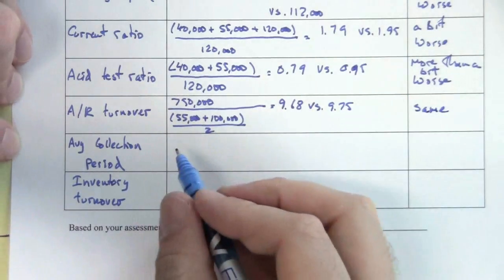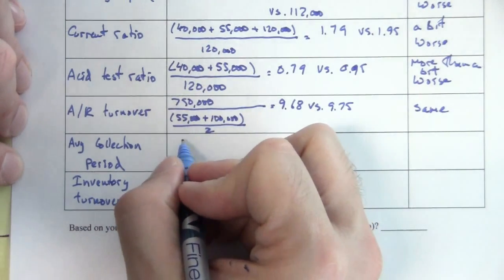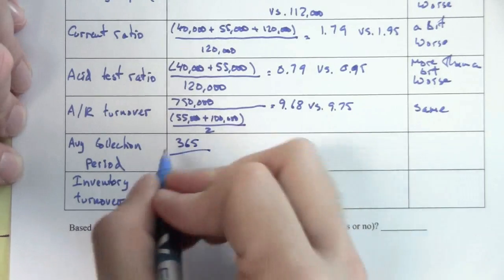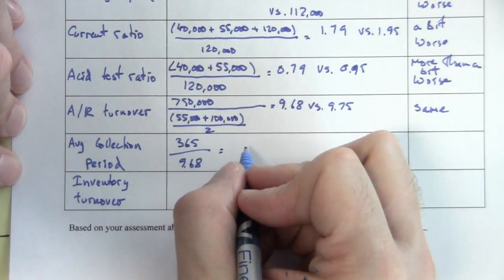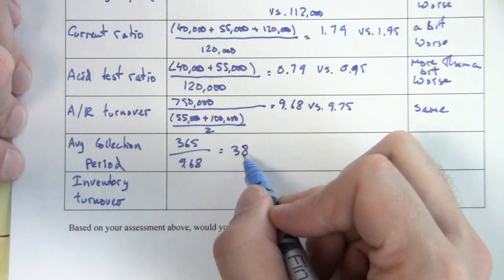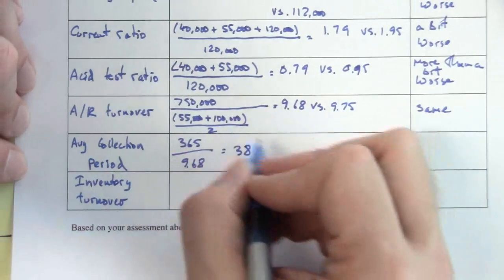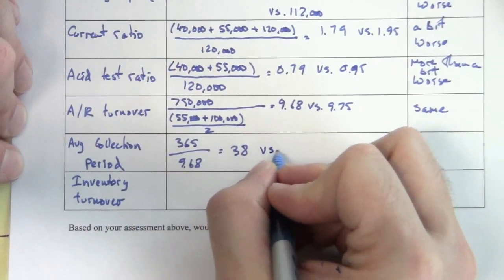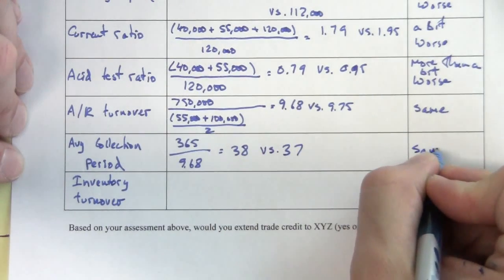Not a huge difference. And so average collection period, that's 365 divided by the accounts receivable turnover, 9.68. And that works out to 38 days. So basically, it takes them 38 days to convert an account receivable into cash on average. And last year, how did they do? 37. So again, about the same.